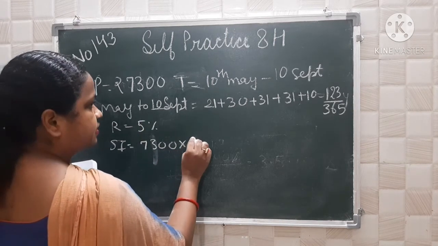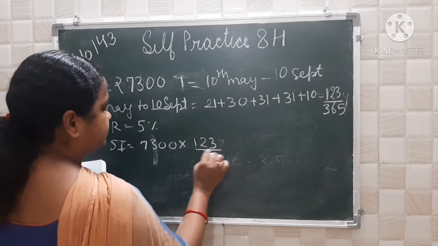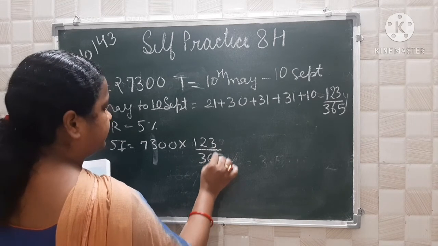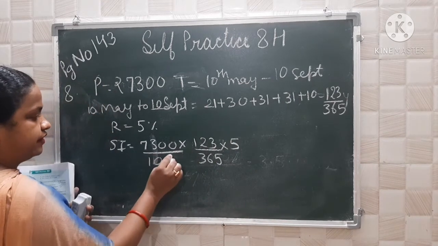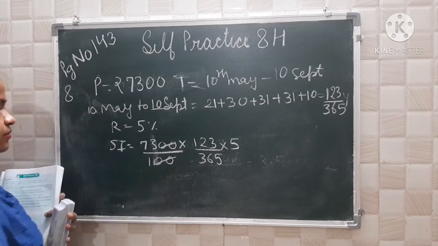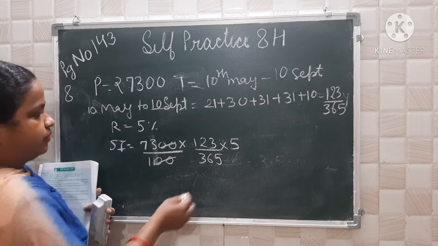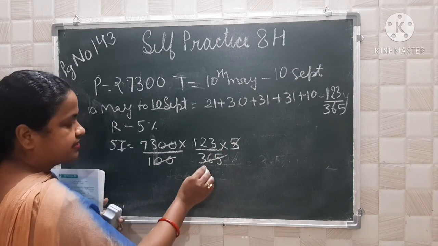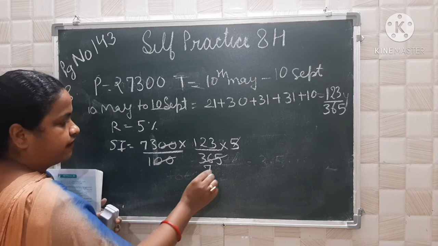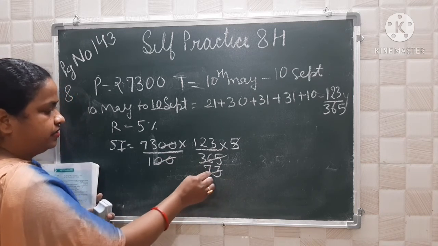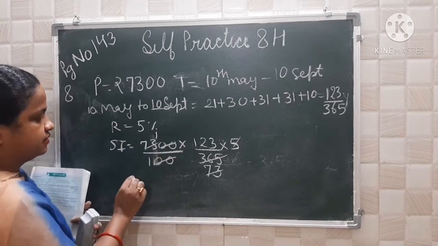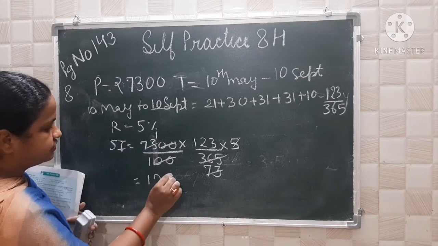7300 into 123 upon 365 into 5, and here it will be 100. 0 0 cancel out. Now 5 7s are 35 and 5 3s are 15. Okay. Now 73 1s. What is the rate of interest?